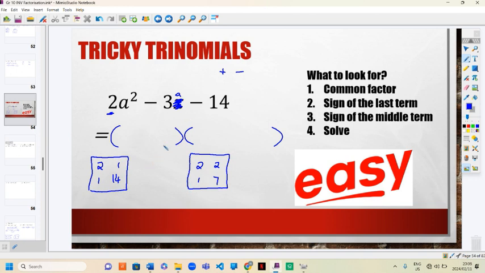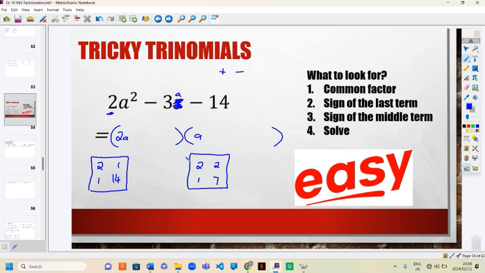Now, the reason why I've got 2 and 1 and 1 and 14 is because if I take this 2a squared, and I put 2a here and I put a over here, 2a multiplied by a is going to give me 2a squared. So that's my factors of 2. So 2 and 1, multiply those together to get the first term. Now this 2a is going to multiply with one of the factors of 14. It can either be 2 or 7, or 1 and 14, but I don't know yet exactly which one it's going to be.